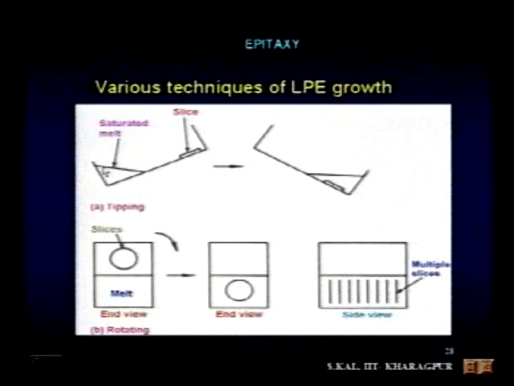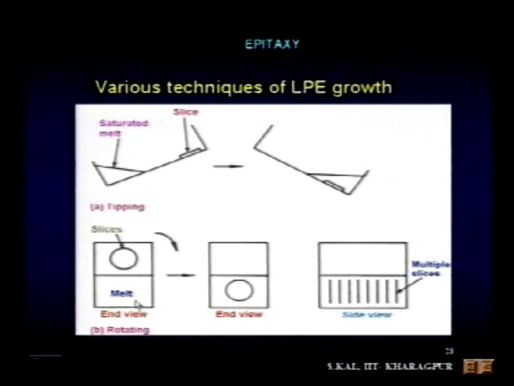In the next step, when it is coming out of the liquid, that solidifies at lower temperature. For example, if the melt is kept at a higher temperature, then inside the melt the temperature of the substrate is higher. Now when you take it out of this, the slice temperature is lower, so this liquid will solidify because it is a saturated solution. So this technique is known as the tipping technique. The next technique is known as the rotating technique.